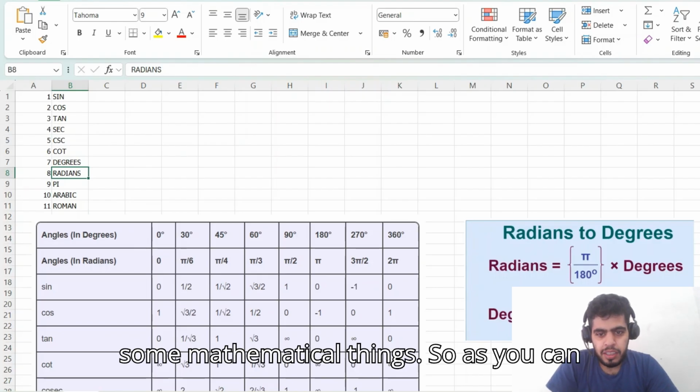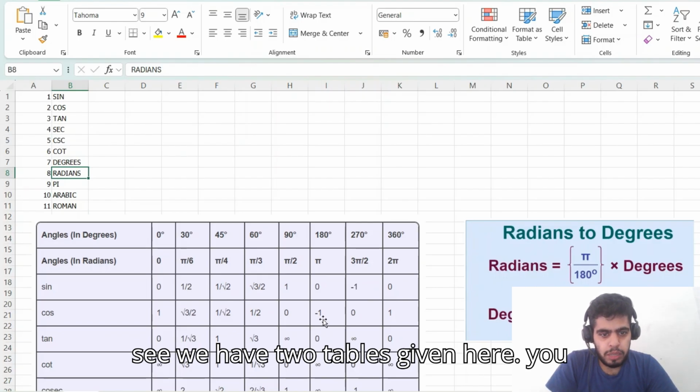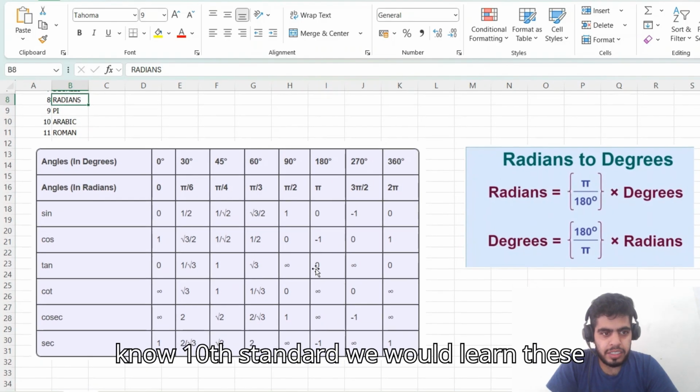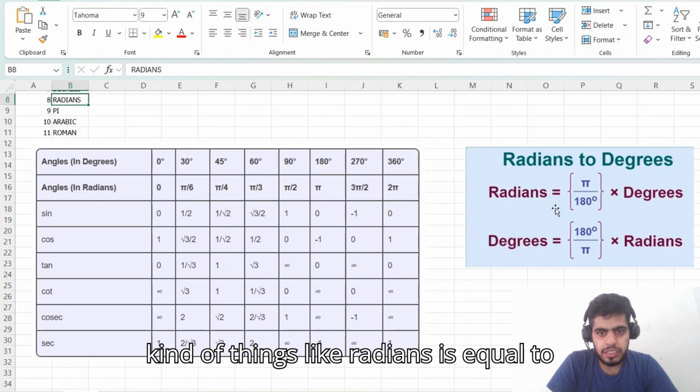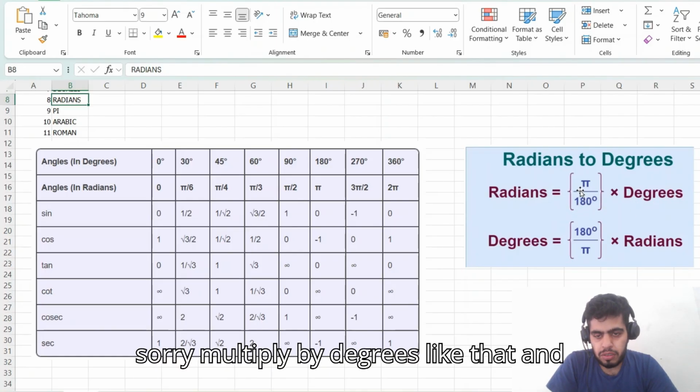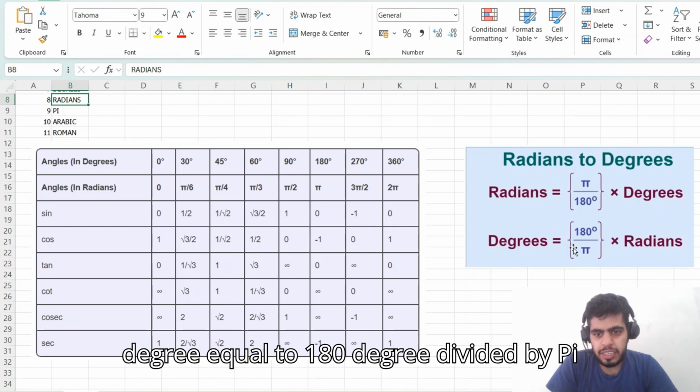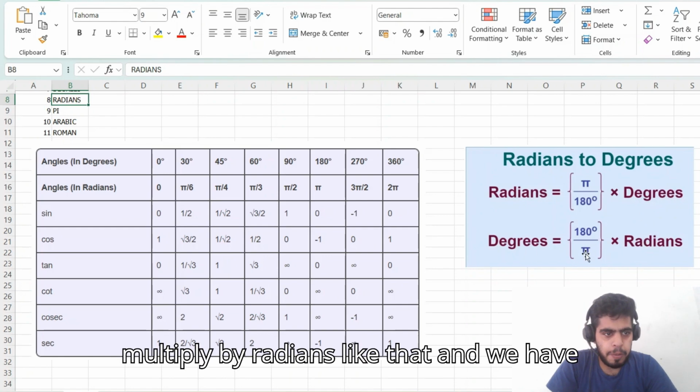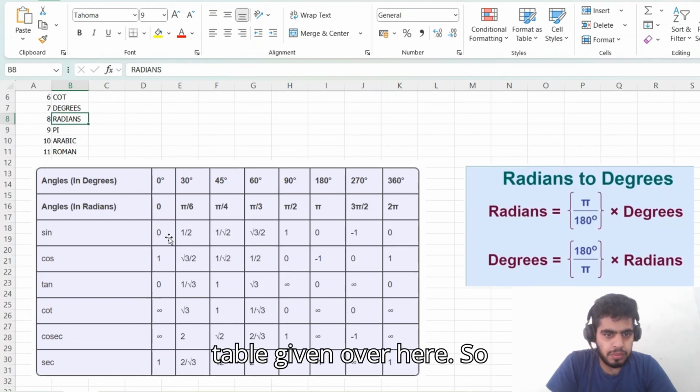Before learning these MS Excel formulas, I will tell you some mathematical things. As you can see, we have two tables given here. In our 10th standard we would learn that radians is equal to pi divided by 180 multiplied by degrees, and degrees equal 180 divided by pi multiplied by radians. And we have a table given over here.